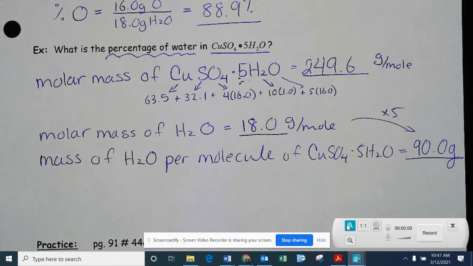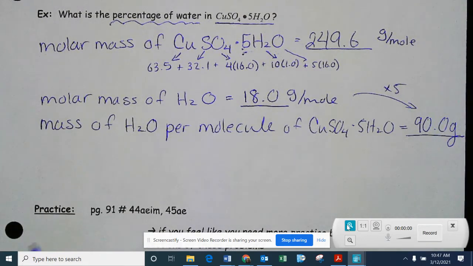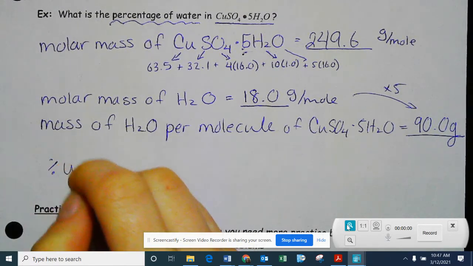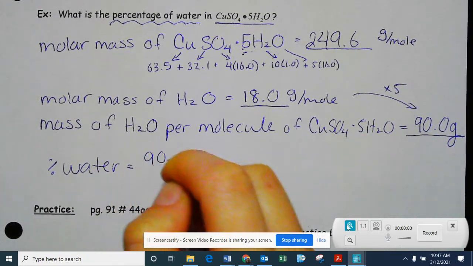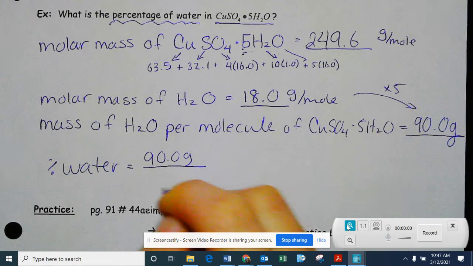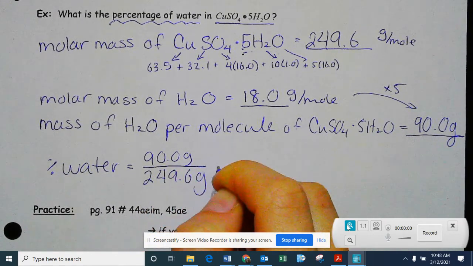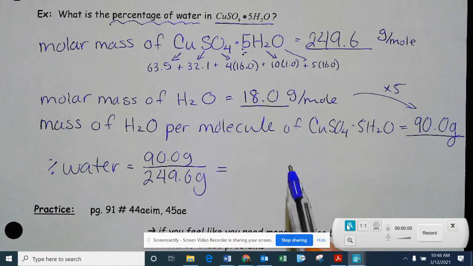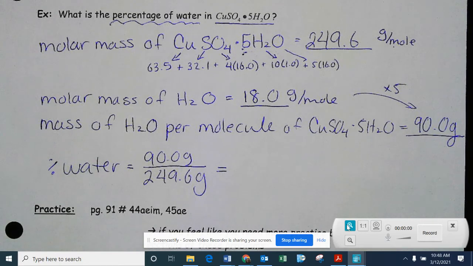Okay. So in order to find the percentage of water in that, what we're going to do is go 90 grams divided by 249.6 grams. And we can just assume that there's 1 mole. So this is like grams per mole, but we're just assuming there's 1 mole. So I'm just going to throw it in grams.